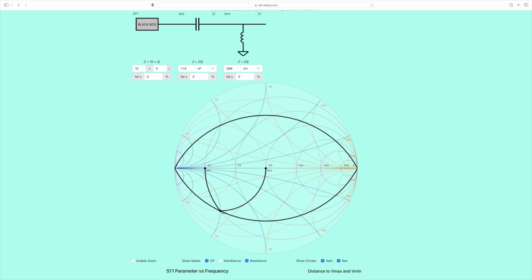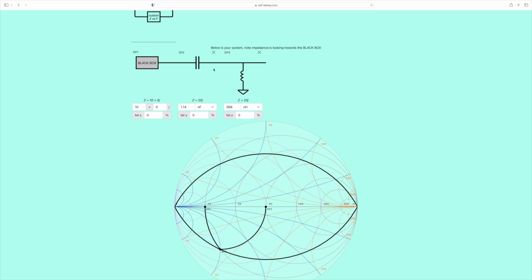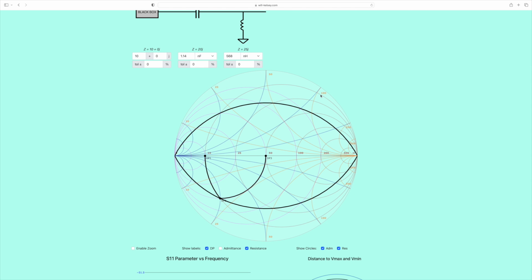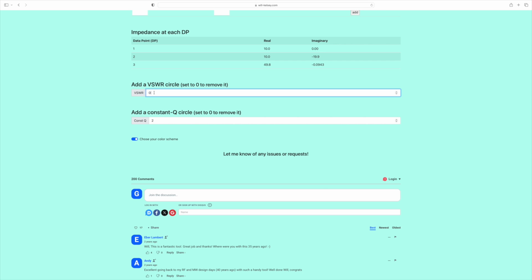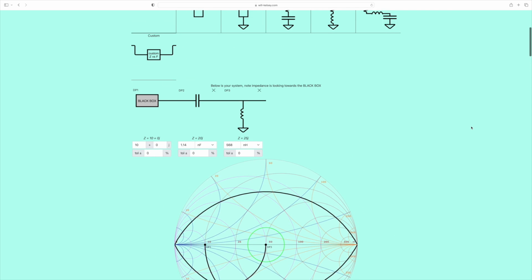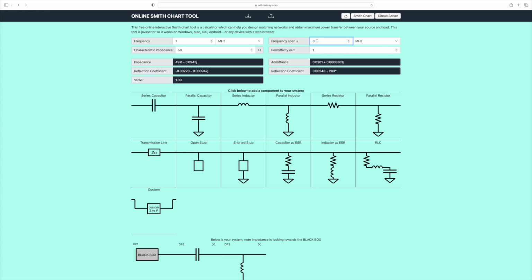And as I said, the L match is about as basic as it can get. What you can do, of course, is have more components on it, and that's where you get pi's and t's. You can stack these together, so you can have a series stack of this, and then another parallel one. What you can also do here is put a circle of constant SWR, so let's put 1.5, and you can adjust the frequency span. Now this will give you an idea about what the bandwidth looks like. So let's just say, well, no, this is plus and minus, so let's do plus and minus 1 megahertz.